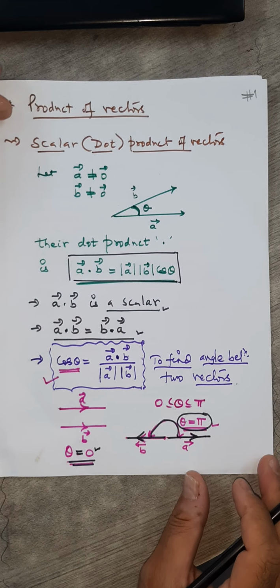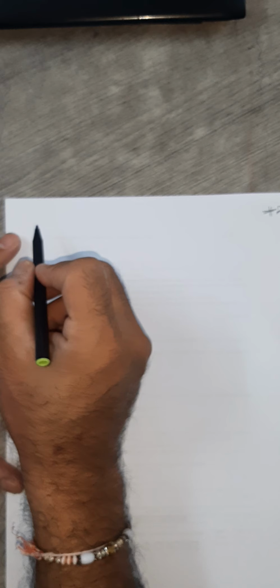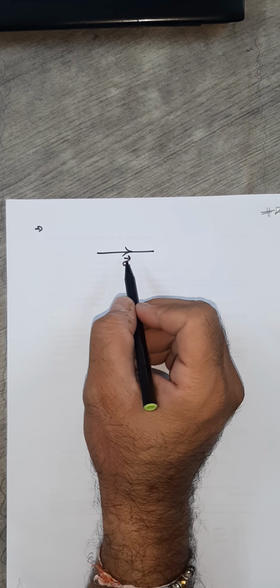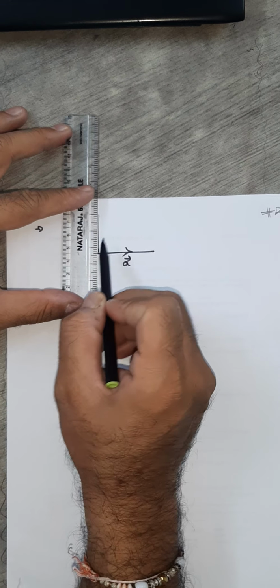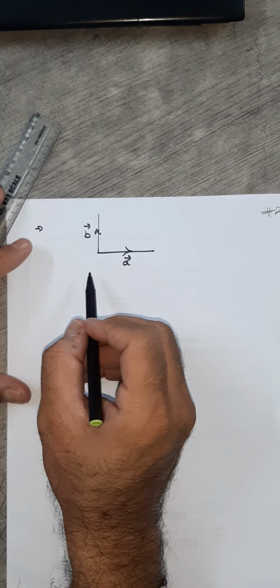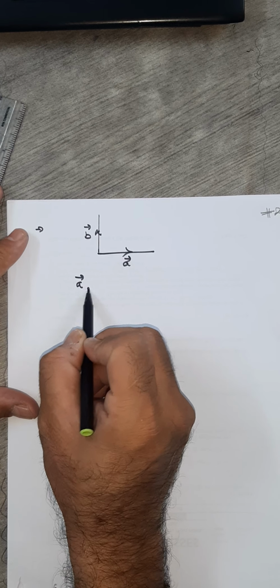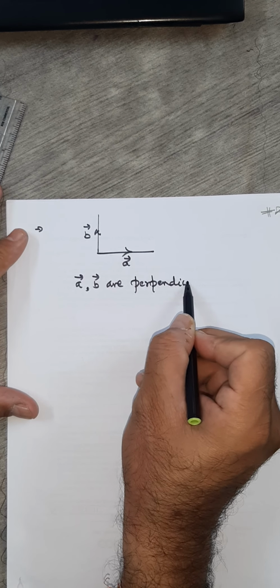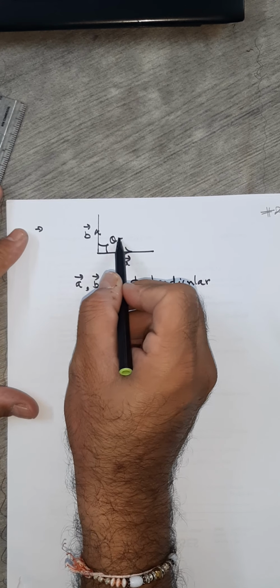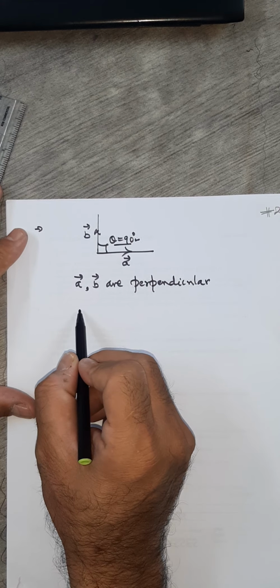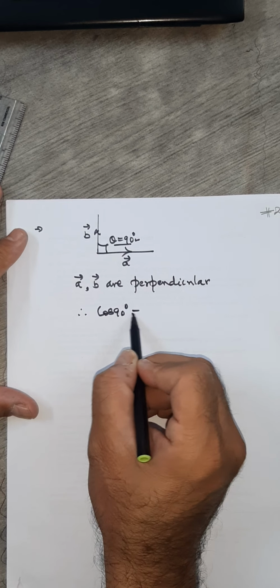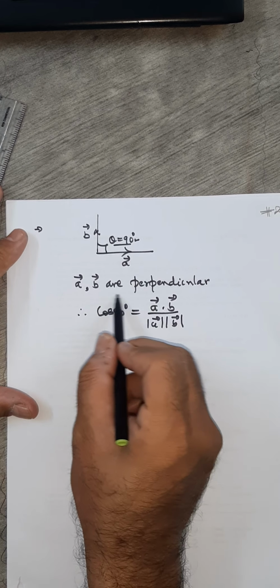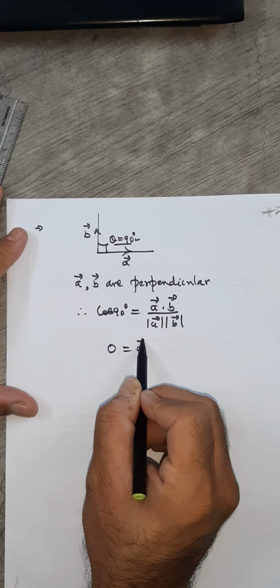Okay, if two vectors are perpendicular, so one vector is like this, vector A, and the other vector is perpendicular to this. Perpendicular means making a 90-degree angle. This is another vector B. So here vector A and vector B are perpendicular, which means theta is 90 degrees. In that case, cos 90 degrees equals vector A dot vector B upon their magnitudes. Now this will be 0. You can take this over here, so vector A dot vector B is 0.